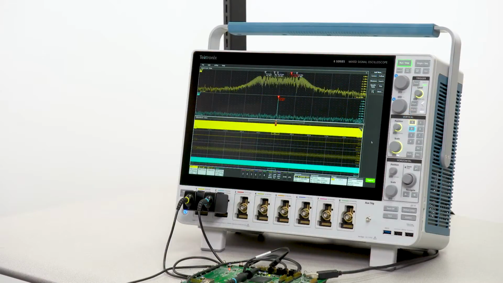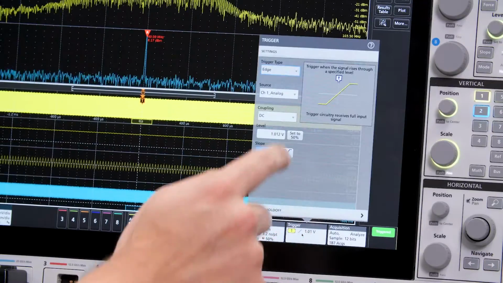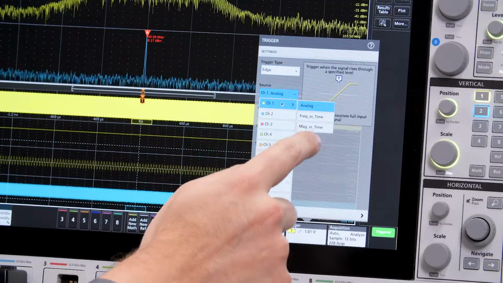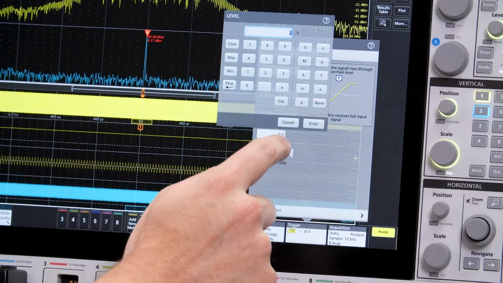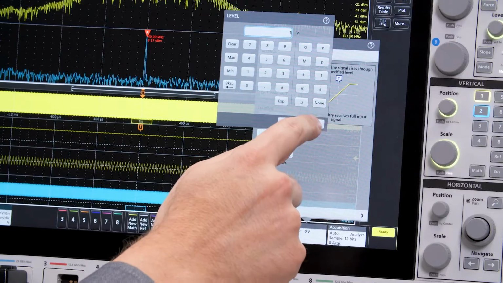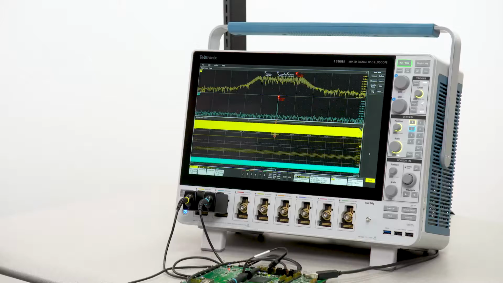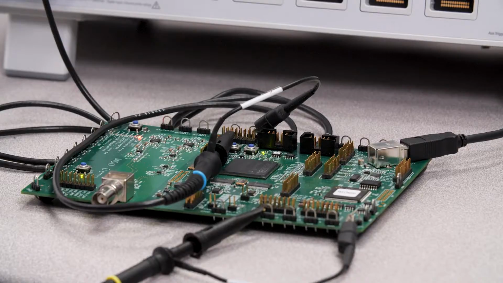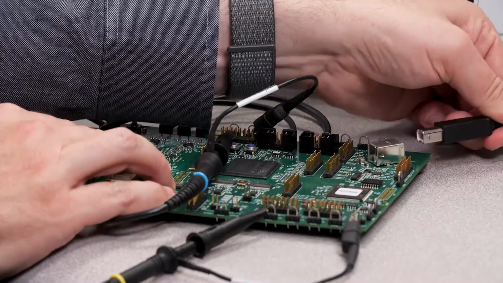I can trigger on the frequency or magnitude of an RF signal. I'll set the scope to trigger when the magnitude of the spread spectrum clock transitions to more than 1 volt. Okay, now let's see what happens when I power cycle the board.